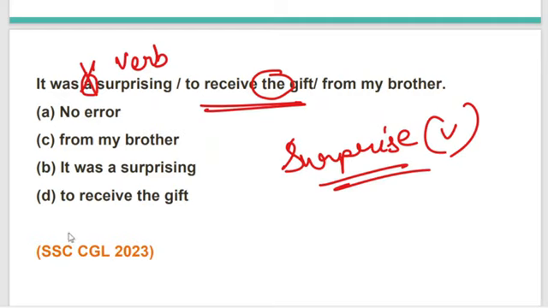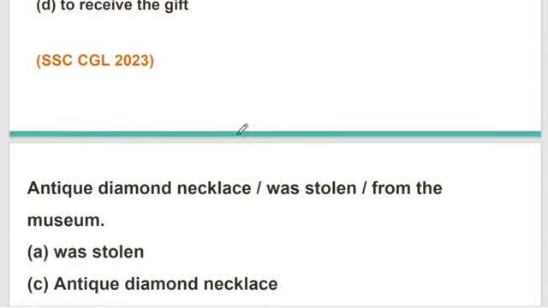So the correct option that we need to choose is option number B, where we have to omit letter A. It was surprising to receive the gift from my brother. I hope the rule is clear to all of you. Moving to the next rule.